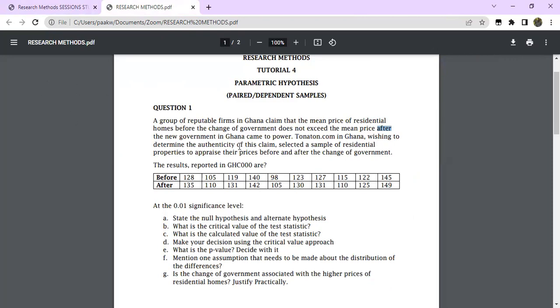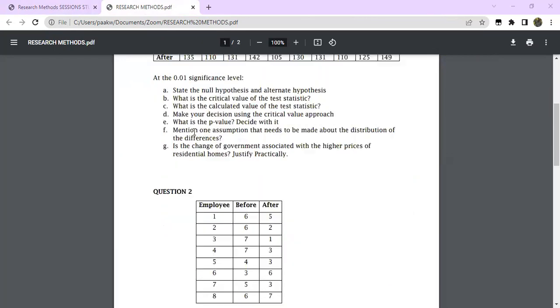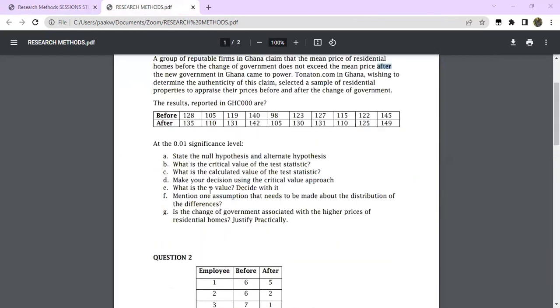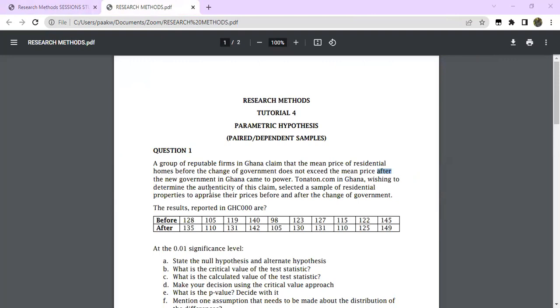So read the first question for me. We are about to solve questions 1, 2, and 3. Then we are done. Okay, so read the question for me.